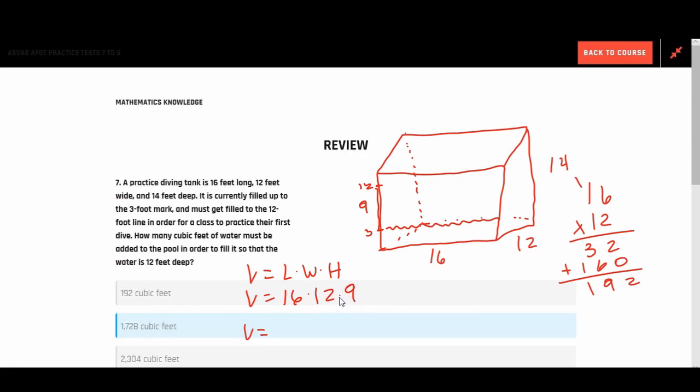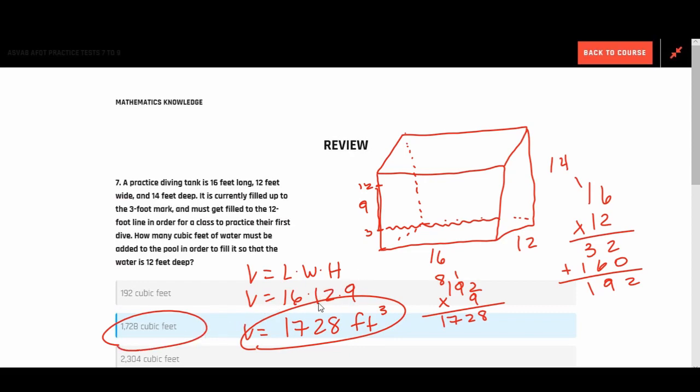And we still have to multiply this by 9, so 192 times 9. Take your time here. This is where you can make a mistake. 9 times 2 is 18. Carry the 1. 9 times 9 is 81. Plus 1 is 82. Carry the 8. 9 times 1 is 9. Plus 8 is 17. So the volume is going to be 1,728 feet cubed. And that's how much water you would add in terms of cubic feet to go from 3 feet deep to 12 feet deep.